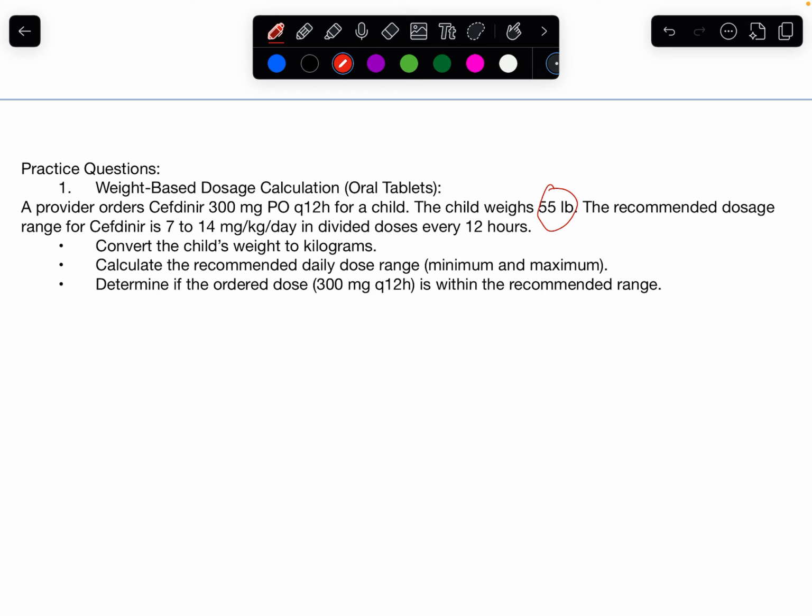So the first step: the question says a provider orders cefdinir 300 milligram PO every 12 hours for a child. The child weighs 55 pounds. The recommended dosage range for cefdinir is 7 to 14 milligram per kilogram per day in divided doses every 12 hours. Now, the first question says convert the child's weight to kilogram.